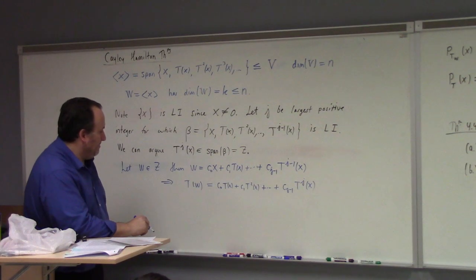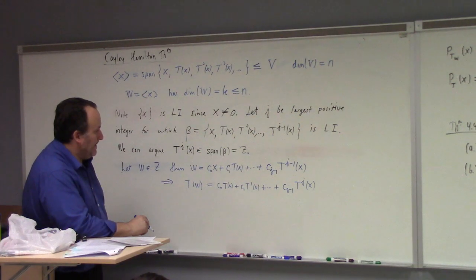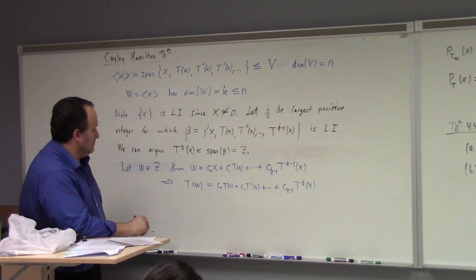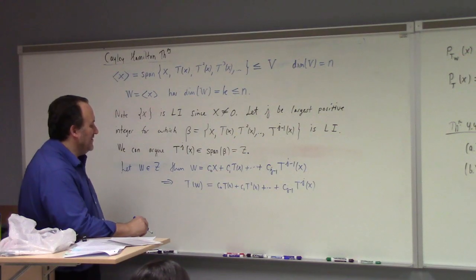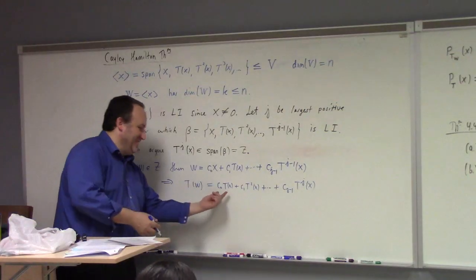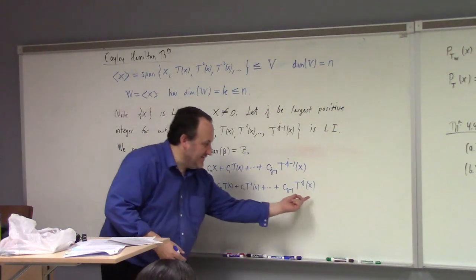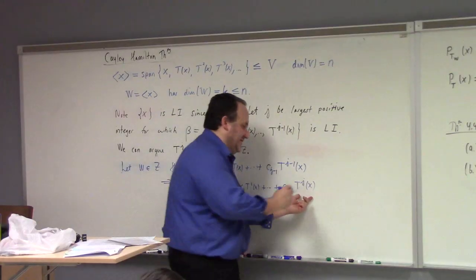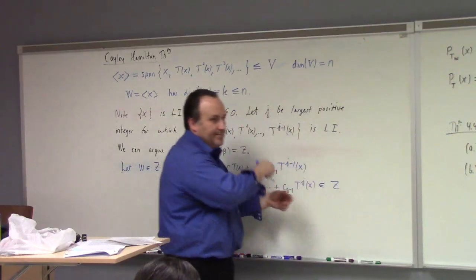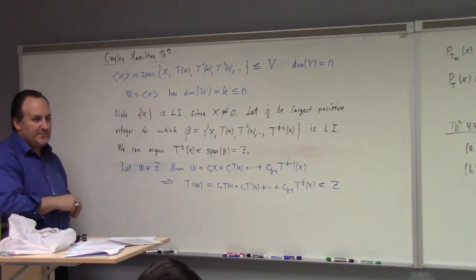And what does this show? Oh, this shows the thing we've already shown yesterday, which is that this is an invariant subspace, right? So this is in Z, and Z, and Z. This is in the span of beta, which is in Z again, so this altogether is in Z. So this is the book's argument for the T-invariance of the cyclic subspace.